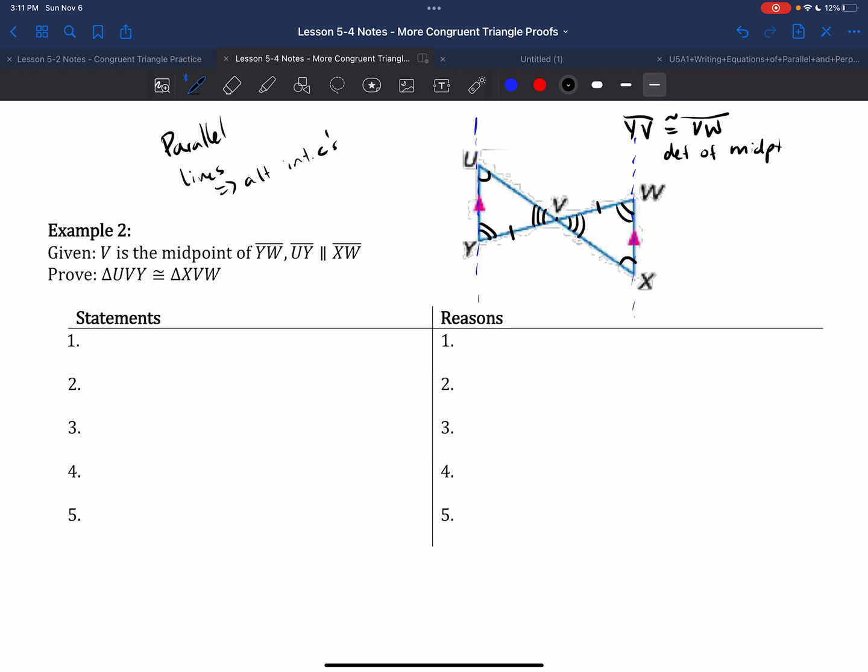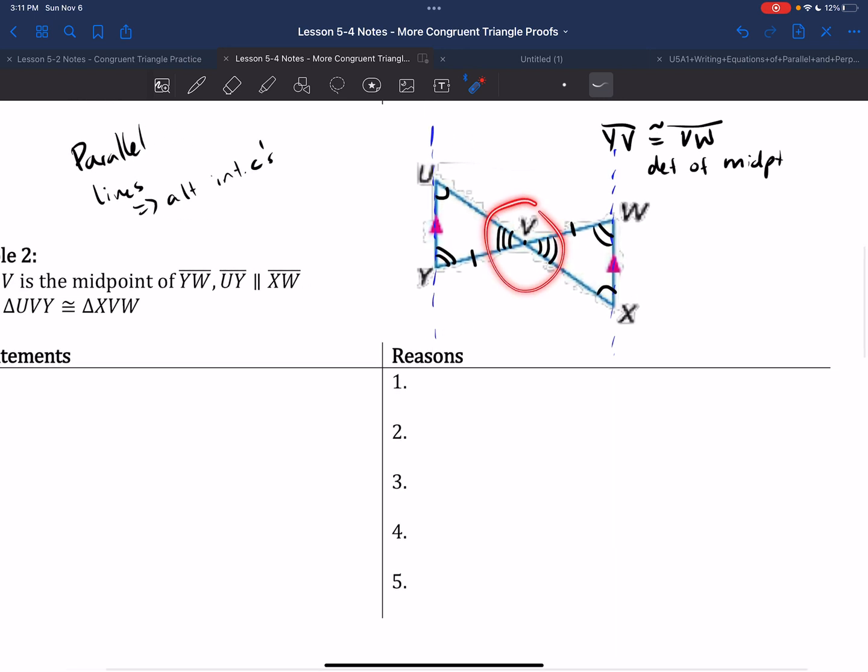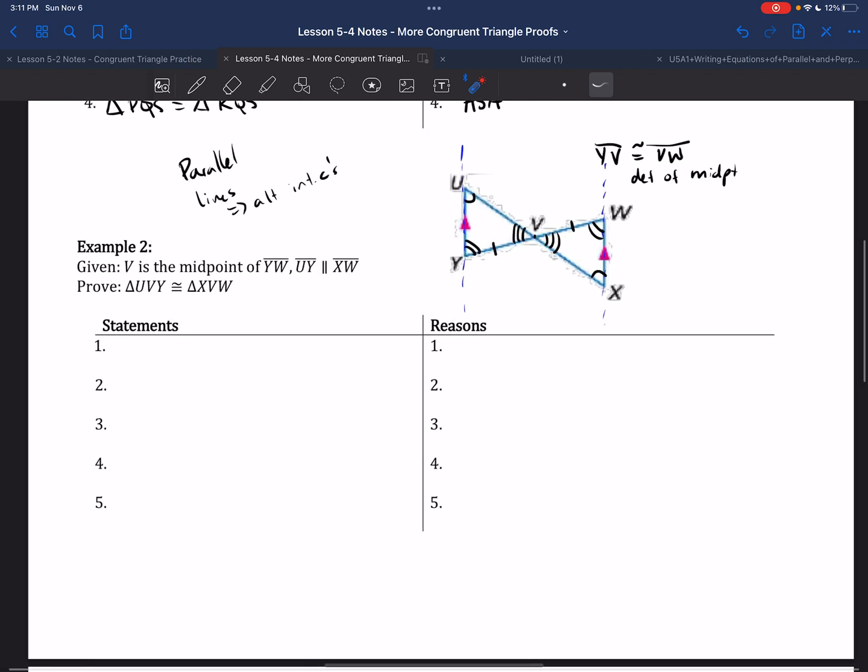Okay. Is there anything else I need to mark on my picture? Now, I think I'm good with the given. I've checked everything off. Do I need to mark anything else that's not part of our given? We did mark the vertical angles, but is there anything else that I need to look at? I don't think so, so I can go ahead and proceed with the proof.